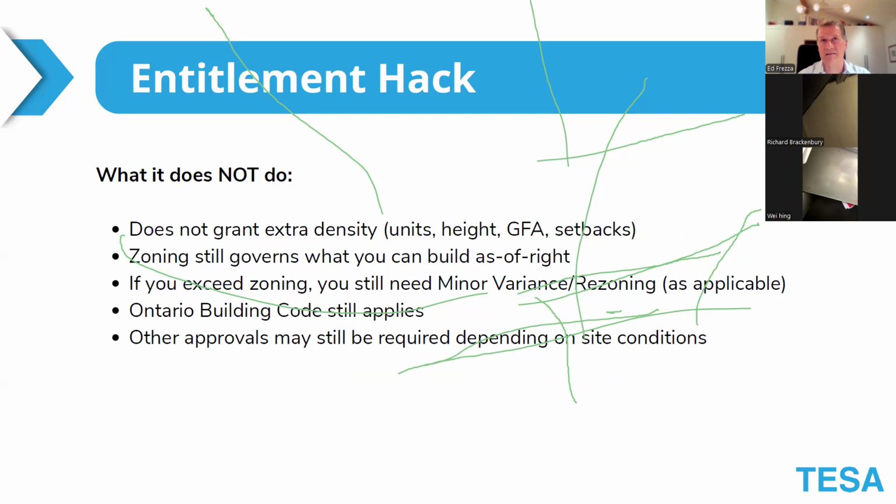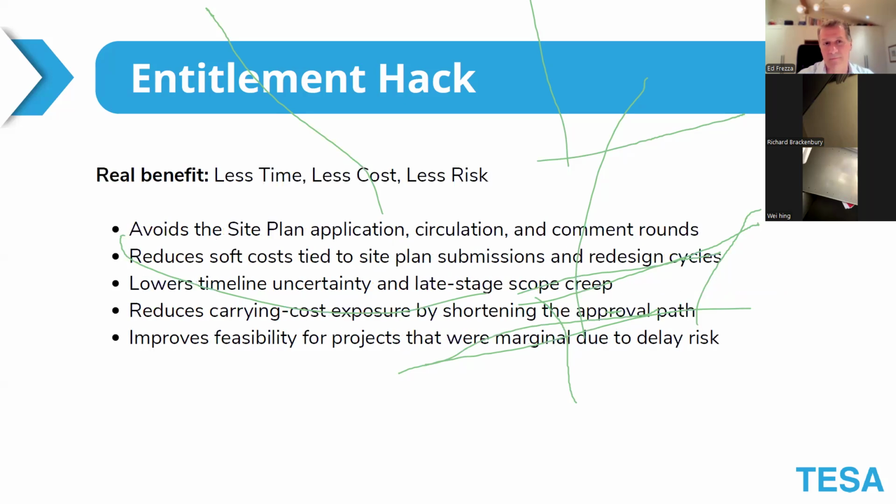Certain minor variances still apply. You still have to apply through the Committee of Adjustment for those. The Ontario Building Code, that doesn't change either. You still have to conform to OBC. So it doesn't change all those things, but what it does is it gives you a track to move more quickly than it did before. So what's the benefit? Well, less time to get your approvals, less costs, and therefore less risk because you have more surety in terms of what you can actually achieve.